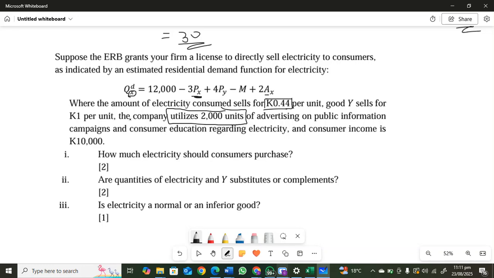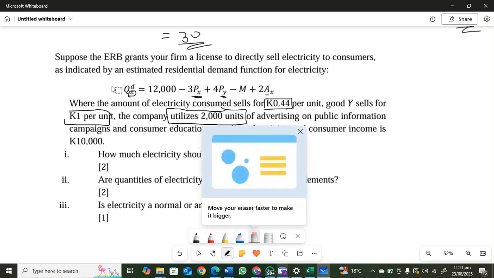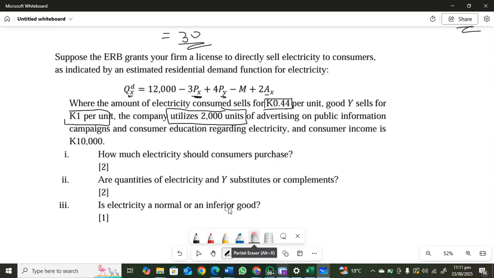Good Y sells for 1 kwacha per unit, so that is PY here. Consumer income is 10,000 here. So how do you interpret this demand function? The demand for electricity is dependent on 4 factors. It's dependent on the price of electricity, the price of good Y, the income, and also the amount of advertising. These 4 factors affect demand.